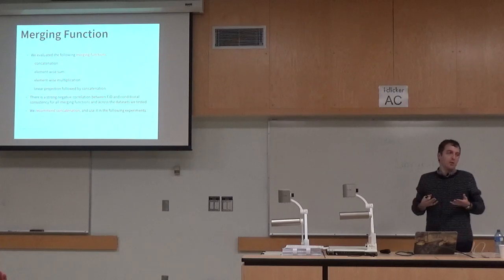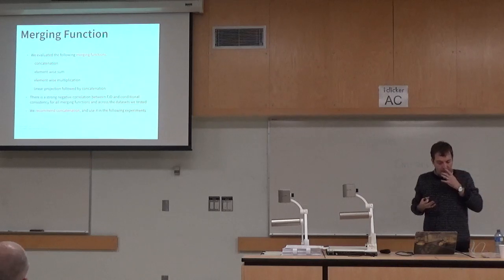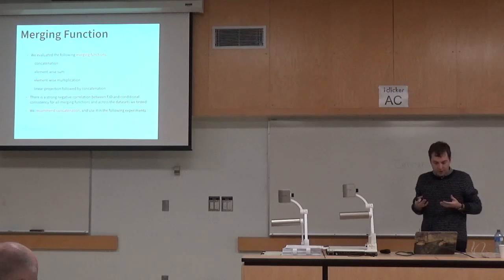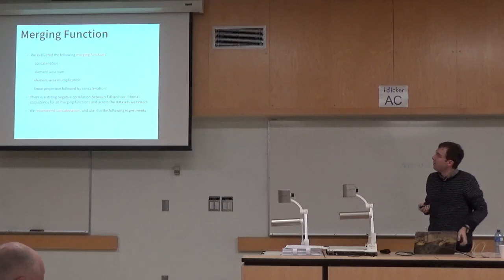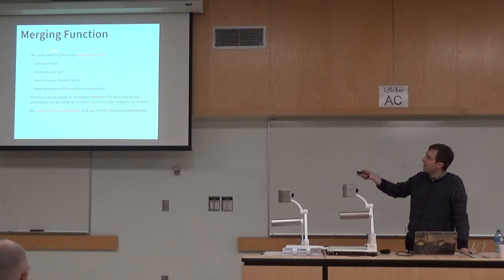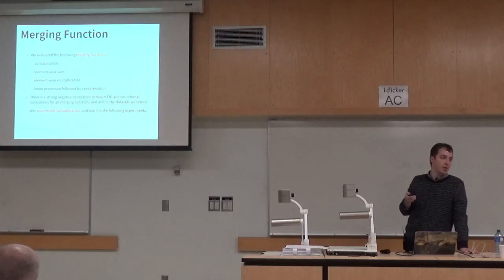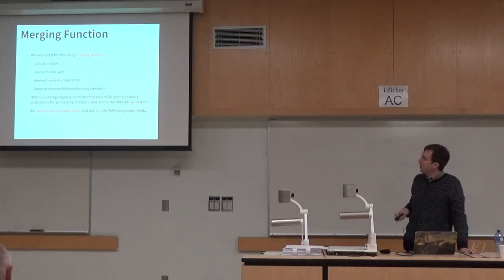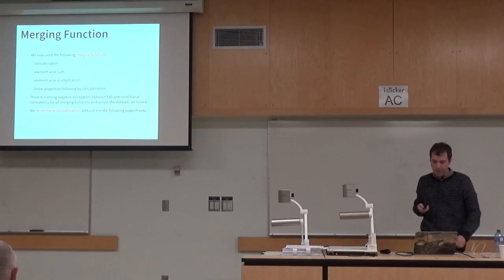In every case, there's a strong negative correlation between the FJD and the conditional consistency for all of the merging functions across data sets we tested. So we don't really see a clear reason to use any of these other than concatenation, which is the simplest, doesn't change the dimensionality, and doesn't introduce any additional parameters. So we recommend just doing concatenation, and we use it in our experiments.